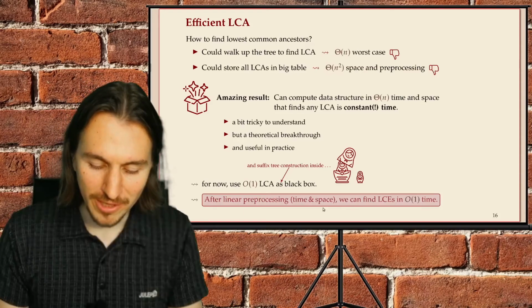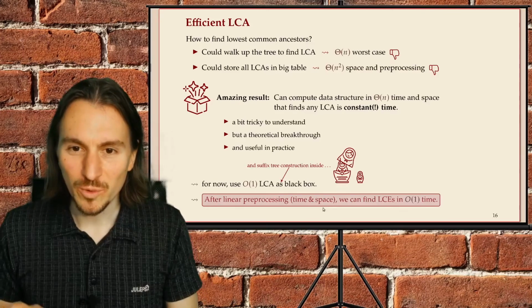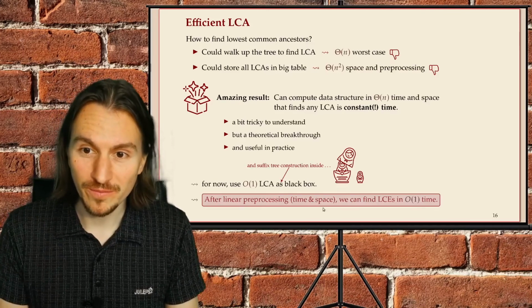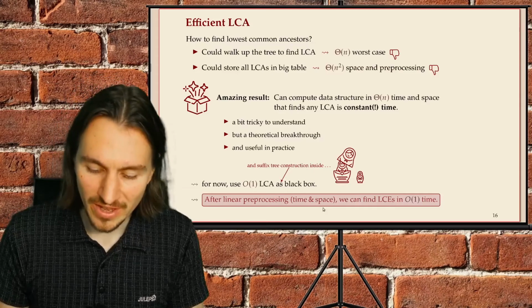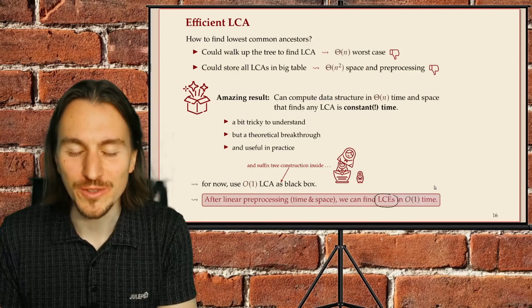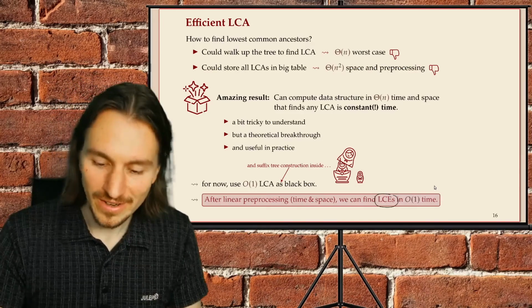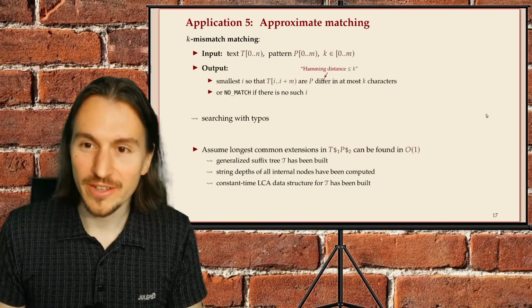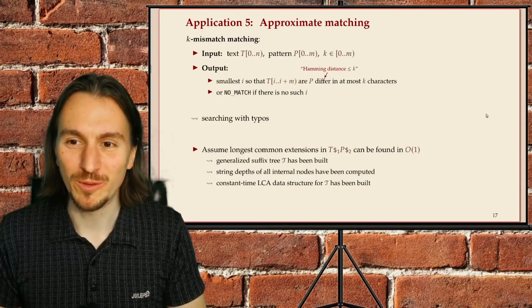So you may remember this. After linear time pre-processing, we can compute the suffix tree and the lowest common ancestors in the suffix tree. And that together gives us the longest common extensions in a string in constant time after the pre-processing. And this is something you can use for even more interesting problems like this one.